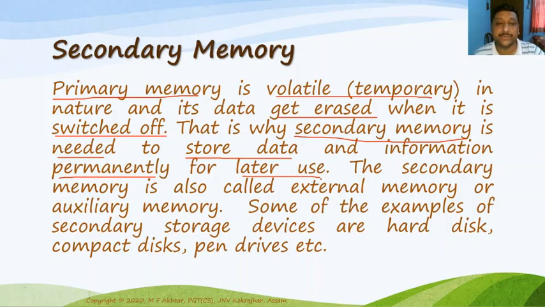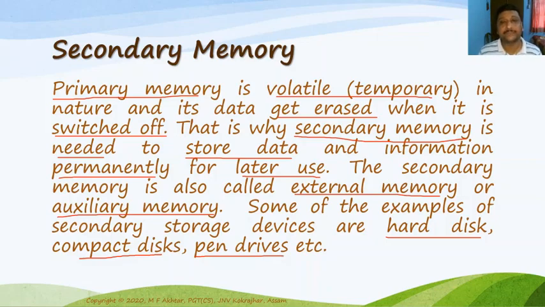The secondary memory is also called external memory or auxiliary memory. Some examples of secondary memory are hard disk, compact disk (CD), and pen drives. These are the secondary memory examples. And what are the examples of primary memory? RAM, ROM. These are the examples of primary memory.